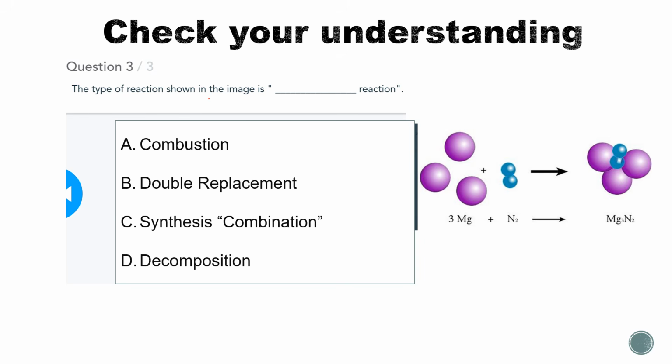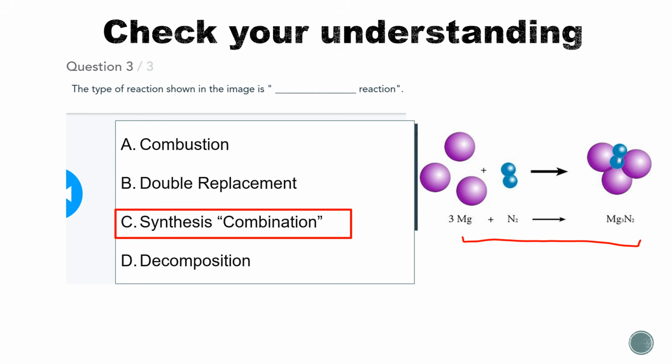The type of reaction shown in the image is, so have a look here. What type of reaction is this, guys? Well done. It's a synthesis reaction, right? Because you have a single product and you have two elements here. When two elements react with each other, we said this is always a synthesis reaction.